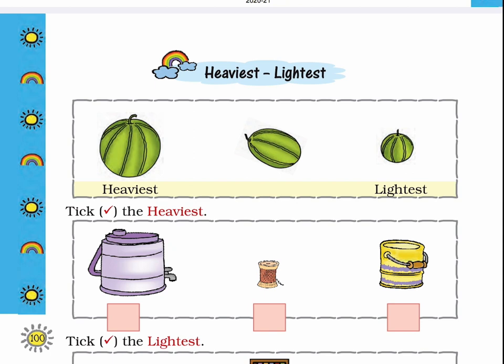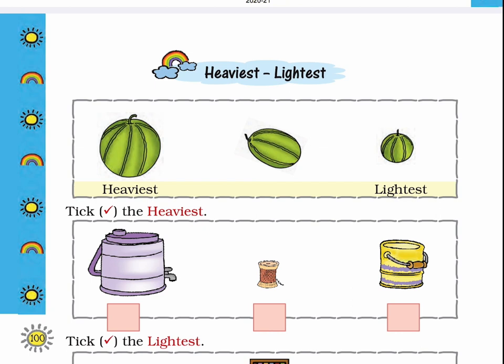Part 1 picture shows 3 watermelons. Watermelon 1 is as big as you are. Watermelon 2 is as big as your arm. Watermelon 3 is smaller than your arm. The word heaviest is written beneath watermelon 1, and the word lightest is written beneath watermelon 3.